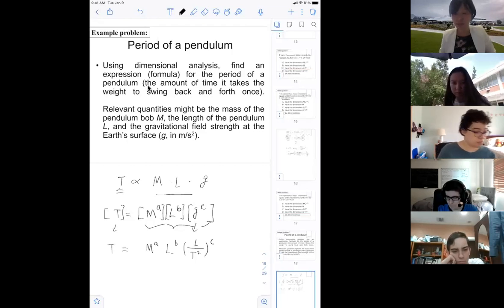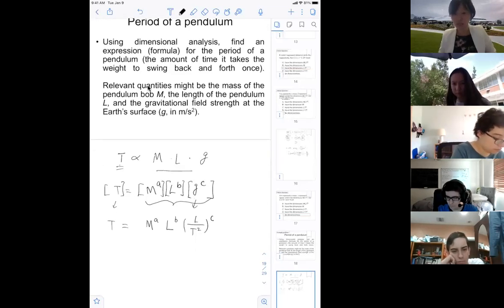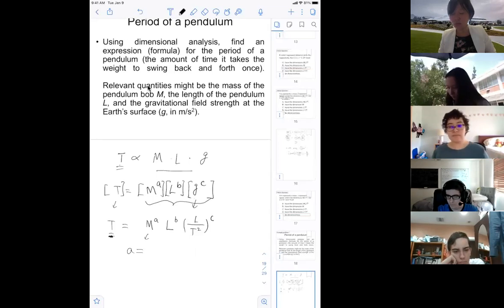And you have to set them equal to each other. So now let's take a look. How can we make this equal? This is T, and this one does not have any mass. So how can we make this mass go away? We have to set A equal to which number?